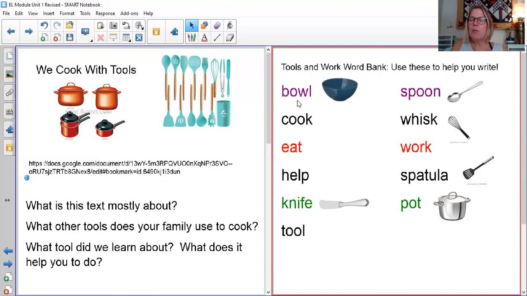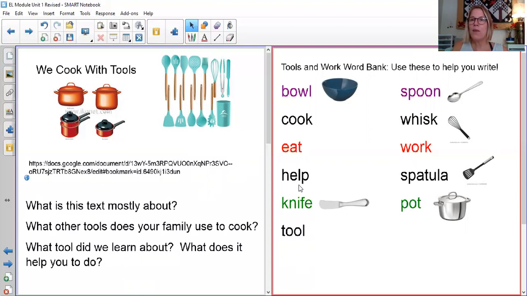I also like to put them in different colors. So if you were writing with me in class, I'd say, oh, it's one of the purple words. Is it bowl or spoon? And then you would sound it out and say buh, buh, and find the B. Another word on our word bank is cook. Cook. Another word you might use is the word eat. Eat begins with the letter E, eat. In the kitchen, a tool might help you with something. That word you can tap out.